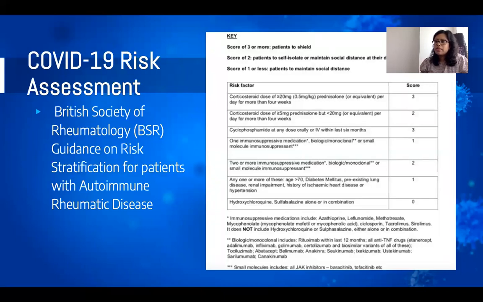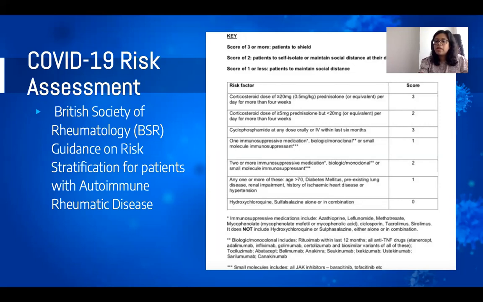So this table is taken from the British Society of Rheumatology guidance on identifying risk factors in our rheumatology patient cohort, which would increase their susceptibility to the virus. So a score of 3 from this table means that the patients need to shield. Shielding is a stricter form of self-isolation. So these patients should have their groceries delivered to them, and avoid contact with people outside of their household.